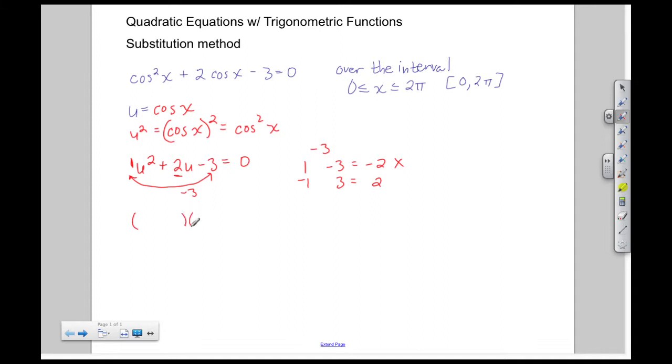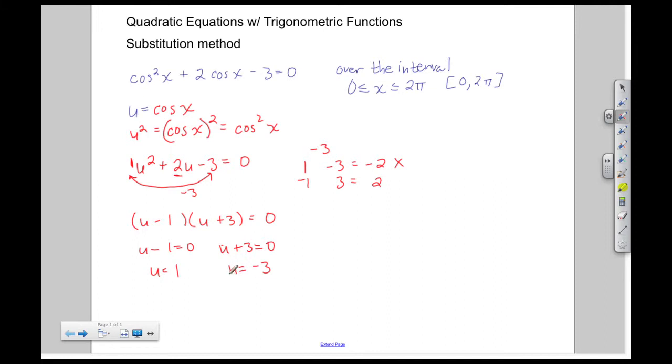So I'm going to set up two factors. The first factor is going to be u minus 1. The second factor is going to be u plus 3. And again, those numbers came from these two factors here. At this point, to solve this equation, my multiplying factors end up with a 0, so I need to set each factor by itself equal to 0. So u minus 1 equals 0 and u plus 3 equals 0. Now I solve for u. Here I see that u is equal to a positive 1 and u is equal to a negative 3.